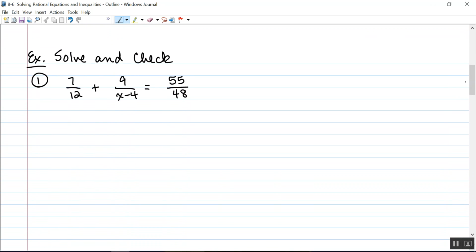Our first one is 7 over 12 plus 9 over x minus 4 equals 55 over 48. First thing I need to do is figure out what is my least common denominator. So that's going to be 48 and an x minus 4. So what I need to do is multiply the entire equation by that common denominator, 48 times x minus 4. And if it helps, you can think of it as being that over 1.